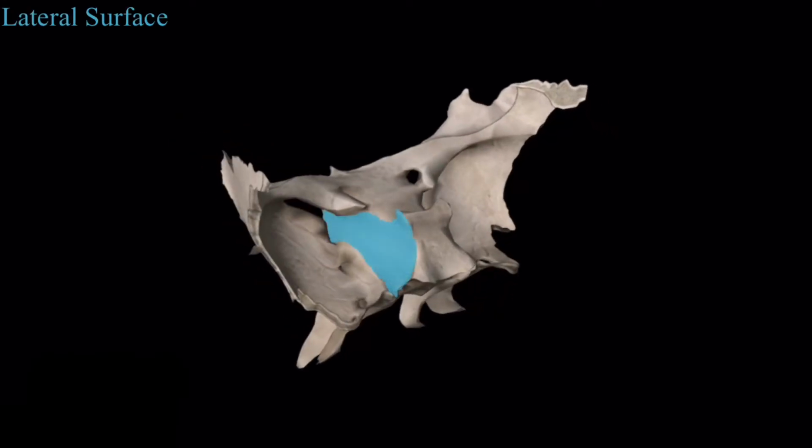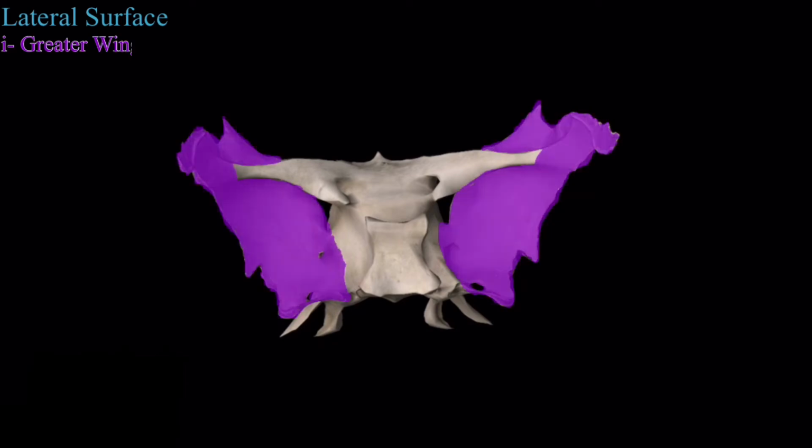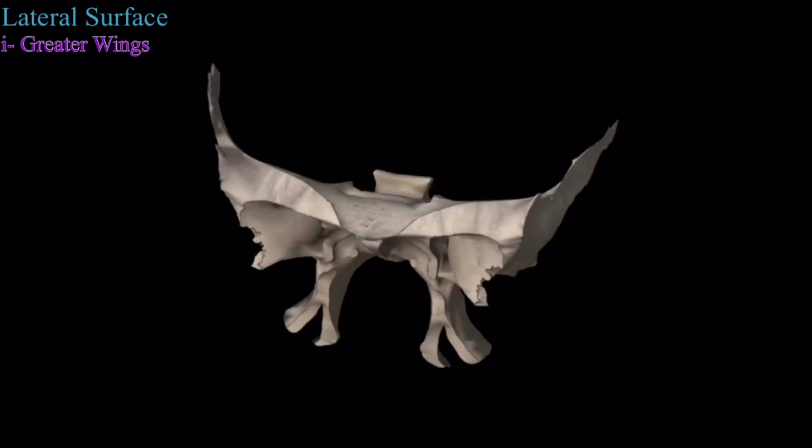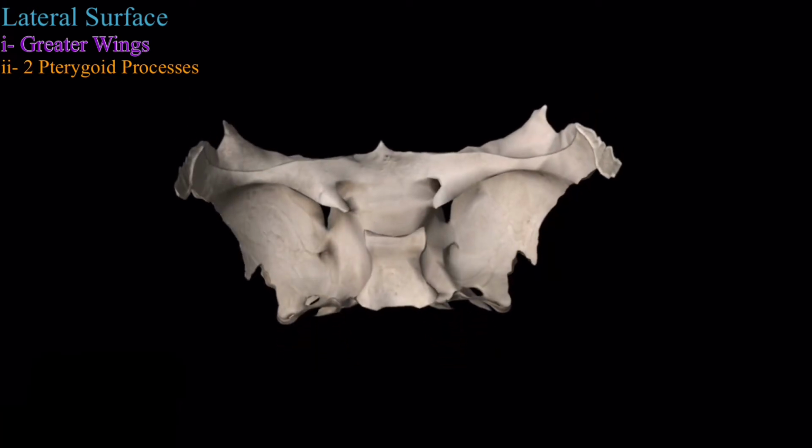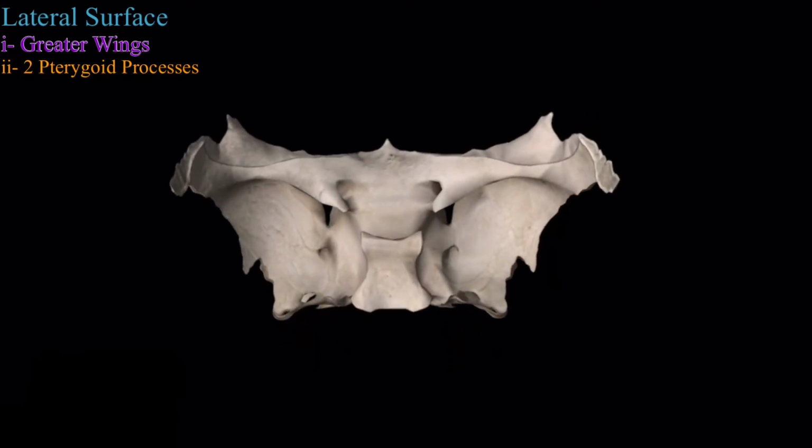Next is the lateral surface of the body of the sphenoid bone. This is the lateral surface of the body of the sphenoid bone, and to the lateral surface are attached the greater wings of the sphenoid bone and the 2 pterygoid processes. The lateral surface of the body of the sphenoid is very important because it is related to the cavernous sinuses. Over here are present the cavernous sinuses.